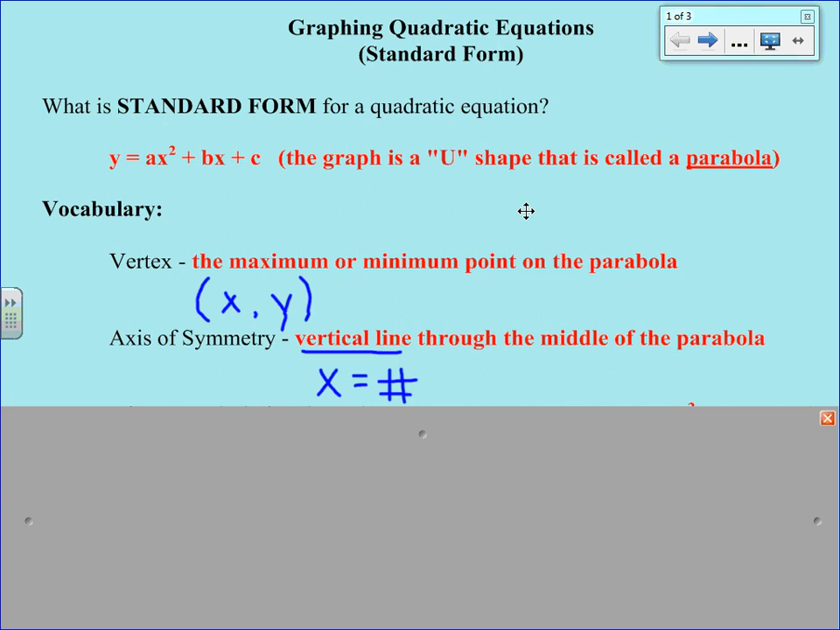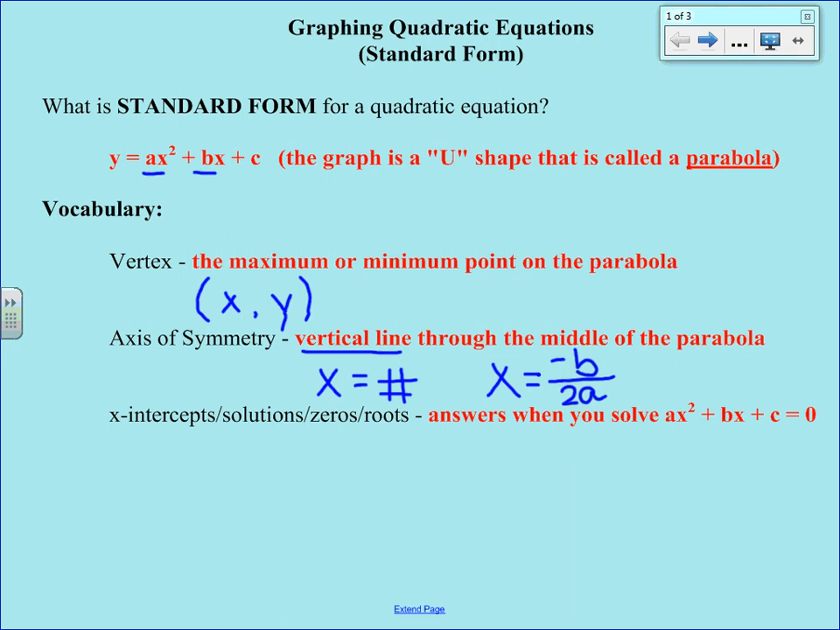So we'll show you how to get that. In fact, the axis of symmetry does have a formula, and that formula is x equals negative b, or the opposite of b, divided by 2a. Now those a's and those b's come right from the standard form of the equation. So the b is the number in front of the x, and the a is the number in front of the x squared.